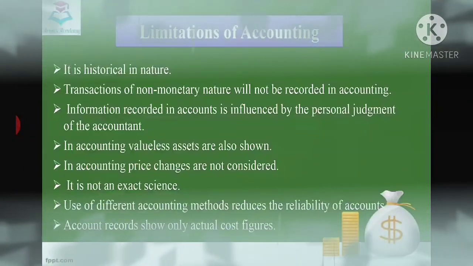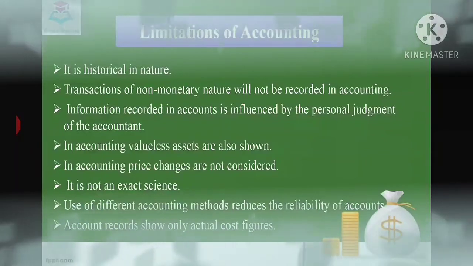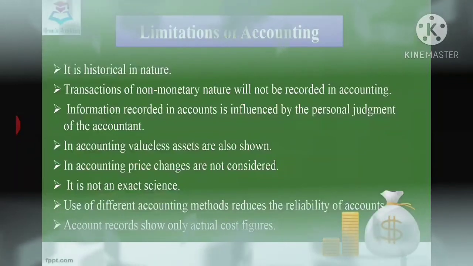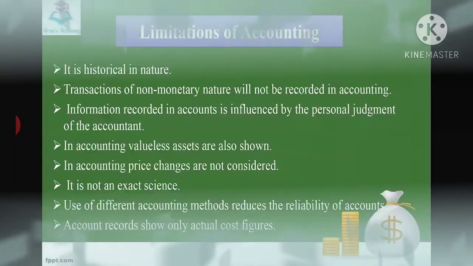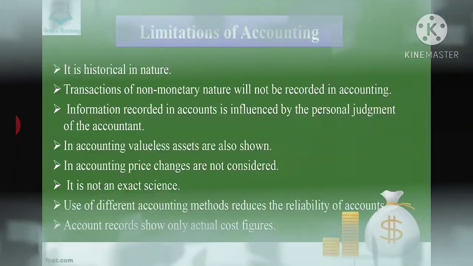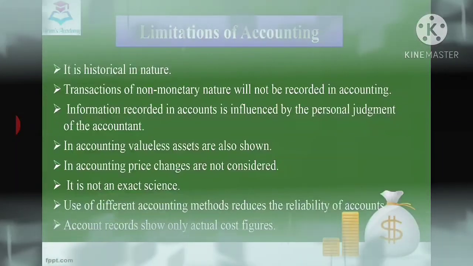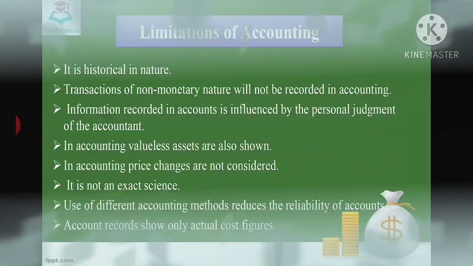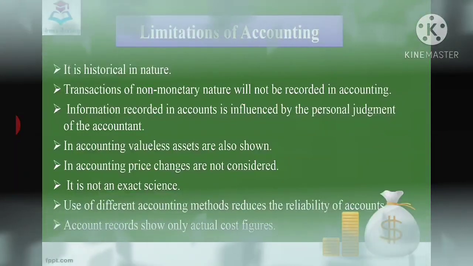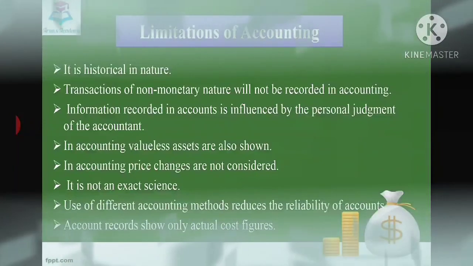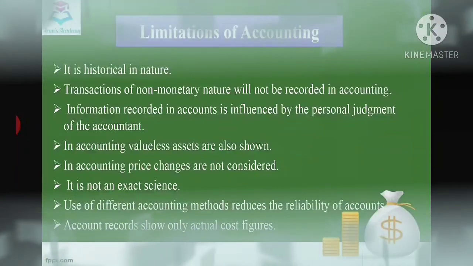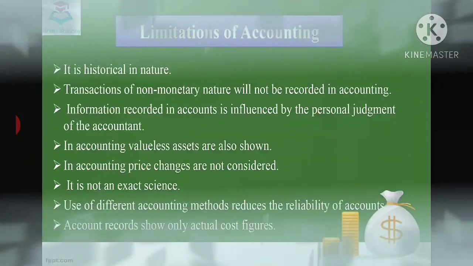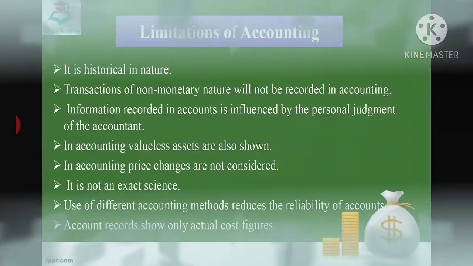Thirdly, information recorded in accounts is influenced by the personal judgment of the accountants. Whatever accounting transactions are recorded in the books of accounts, in the ledger, are personally influenced by the judgment of the accountant. Whatever amount the accountant writes, that is final. He can commit a fraud or other errors. So it is also another drawback of accounting.